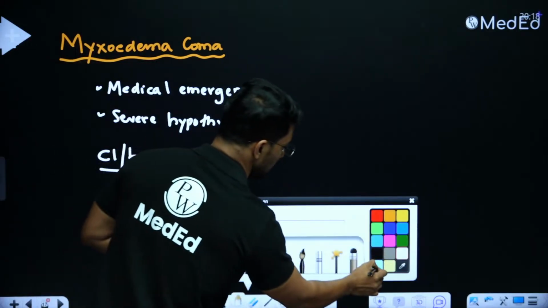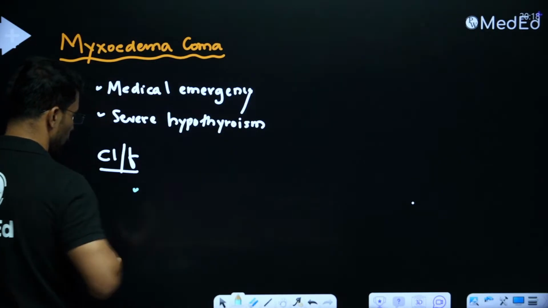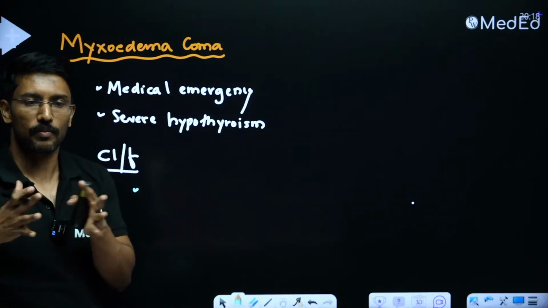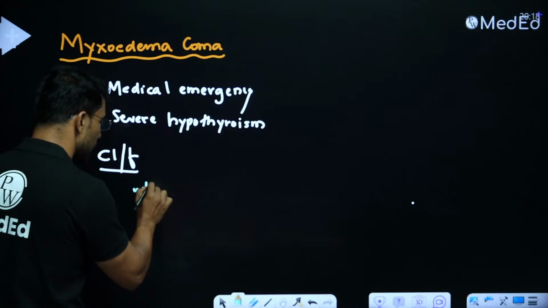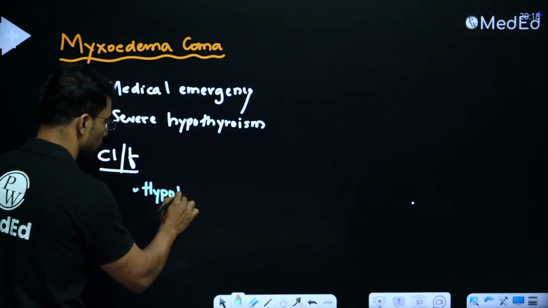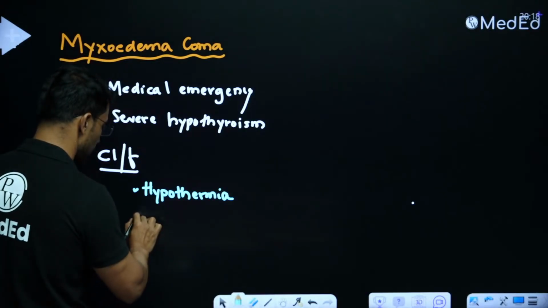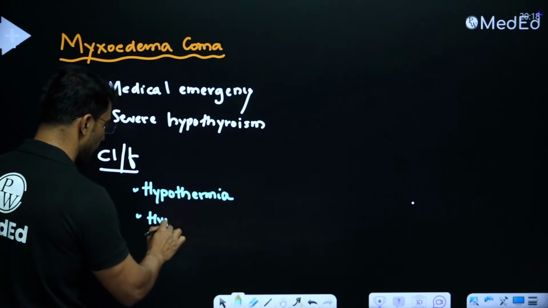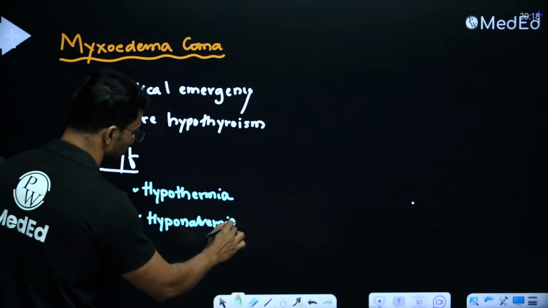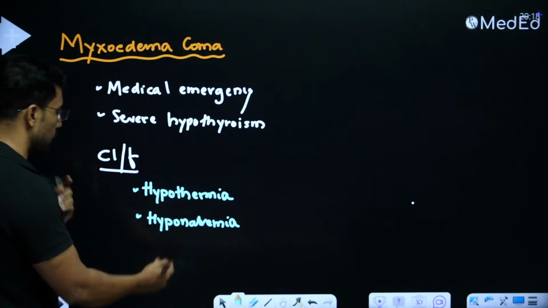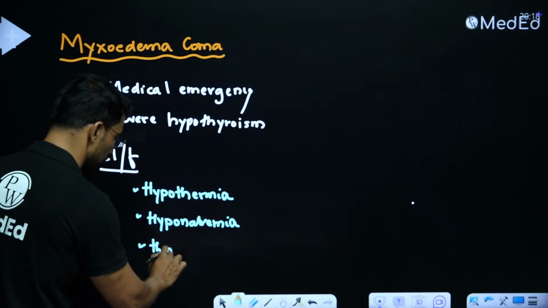What are those? When T3 T4 is very low, basal metabolic rate is so low that the body is not able to maintain the normal body temperature. The metabolic rate needed for heat production is not there, so they end up with hypothermia. Okay. Second, they can develop hyponatremia. So please remember, hypothyroidism is also known to cause hyponatremia, and in severe cases, of course, they will have hyponatremia. Okay. Then they will have hypotension.